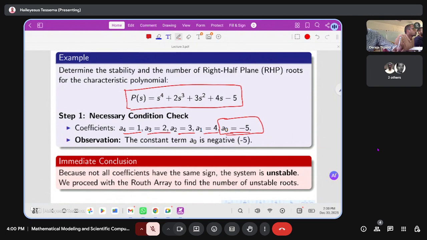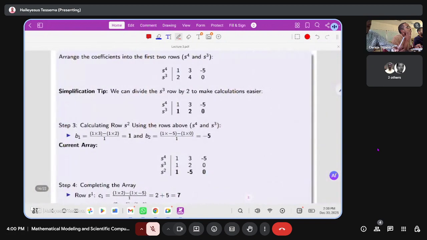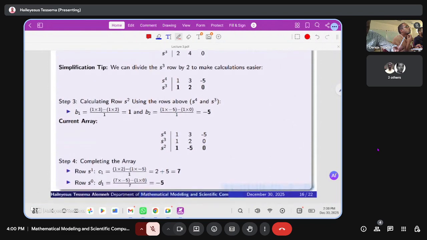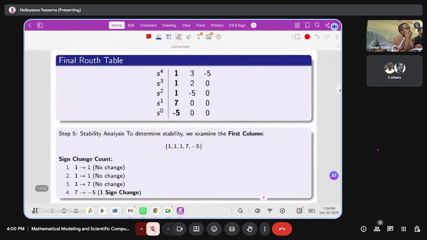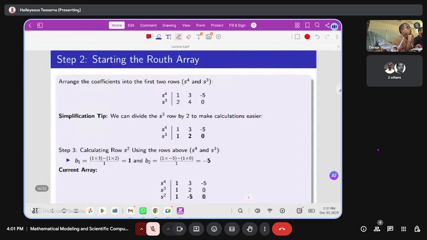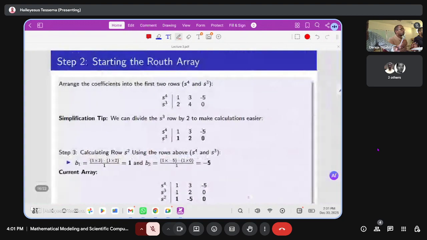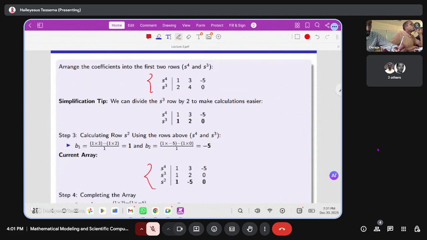Directly, it's unstable, but we can check whether the first column shows a sign change or not by using the Routh array. We can show by using the Routh array whether there is a sign change or not. As you can see, it shows step by step the procedure that you follow. The first one is the characteristic polynomial stated like this.